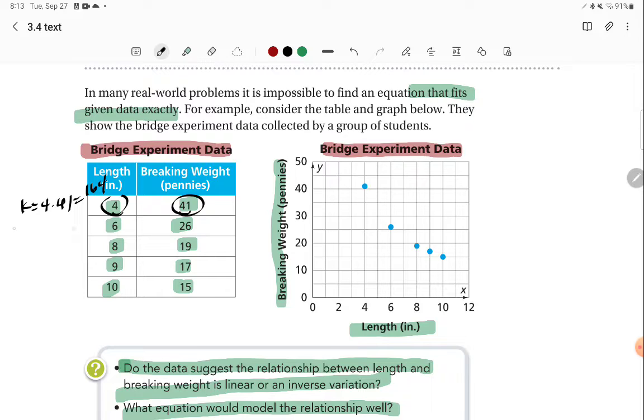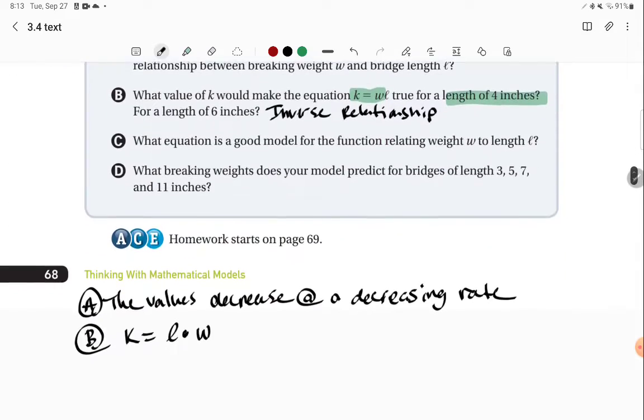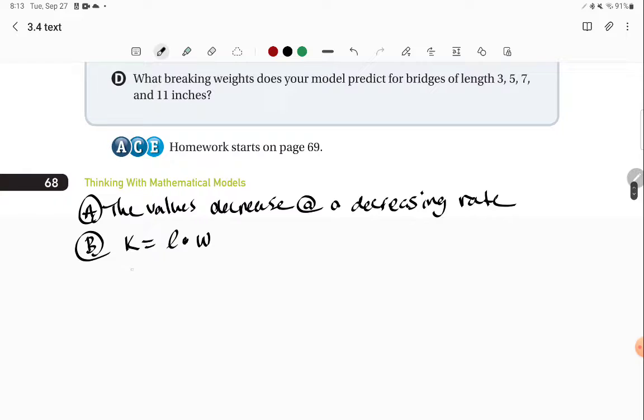And then for 6, K is equal to 6 times 26, which is equal to 156. So that is our answer for B. We know that for 4 inches, it's going to be 4 times 41 and that is 164. So our equation would be 164 is equal to length times the breaking weight.